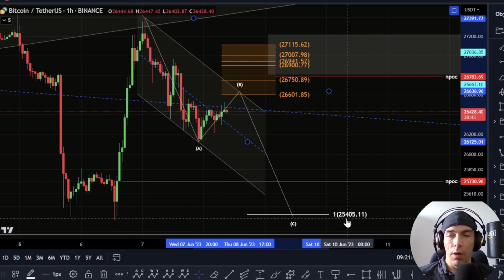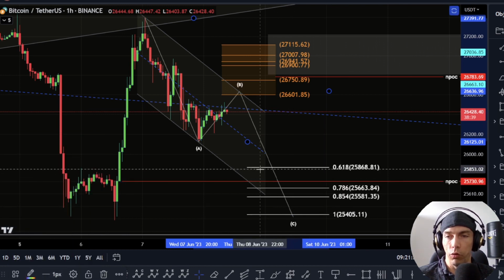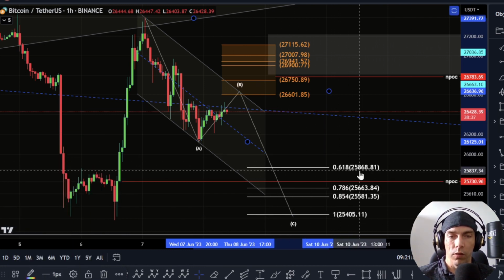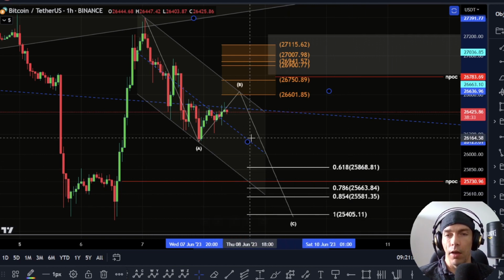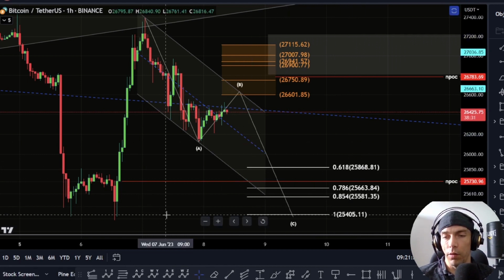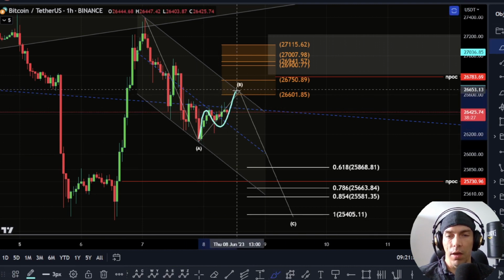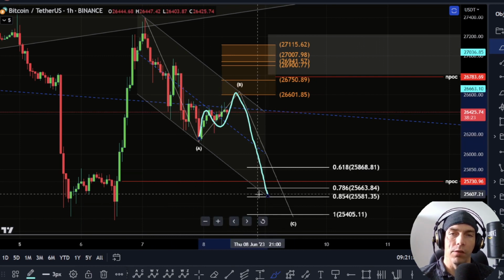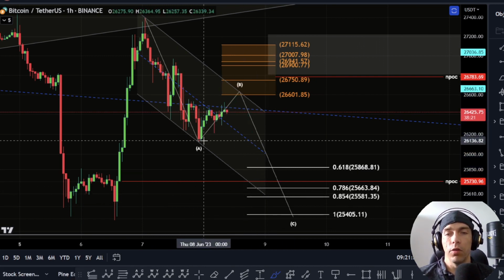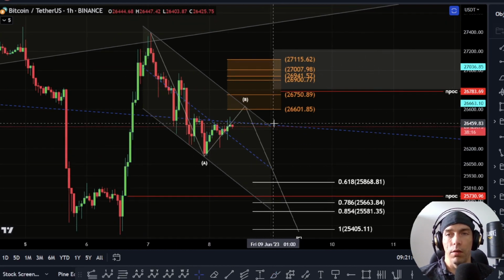Now it doesn't mean that we have to actually move down to that 1-to-1. What we could see is price actually fall short, and we could actually move towards this 618, 786, this 854 region, and we could actually fall short. So if we remain within this channel, what I would be looking for is that potential that this could actually come back up here, and then we see another drop to the downside, looking to actually retest the bottom of this channel again.